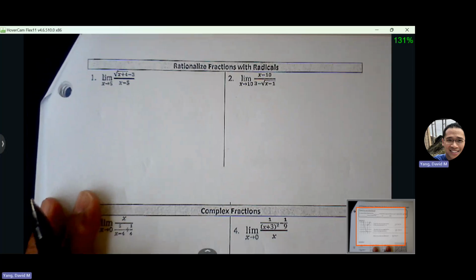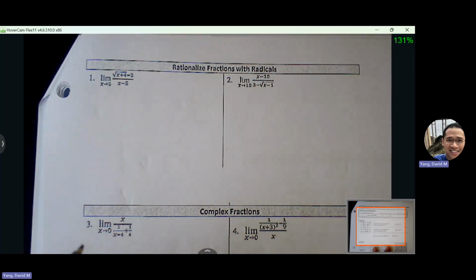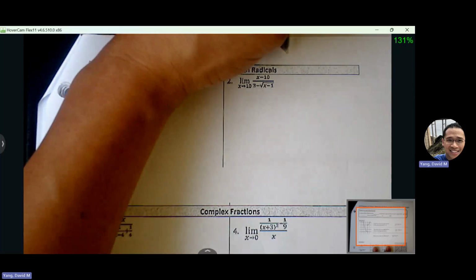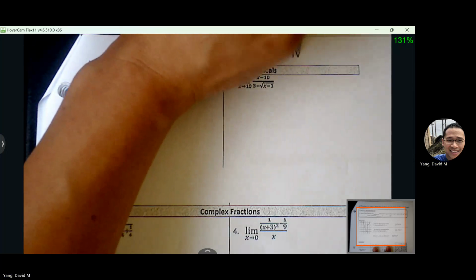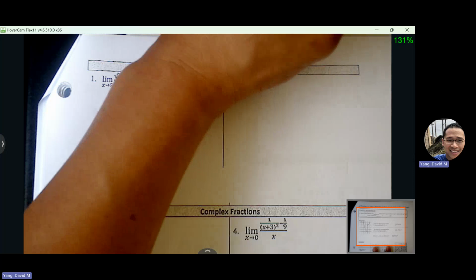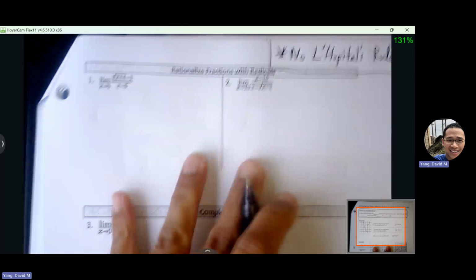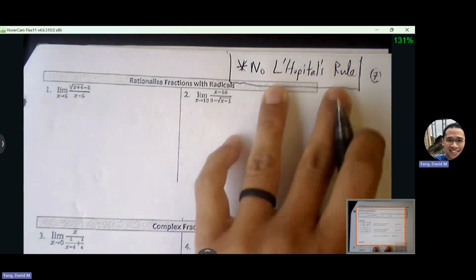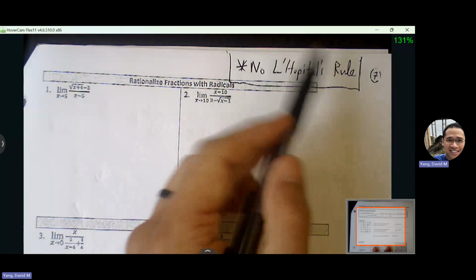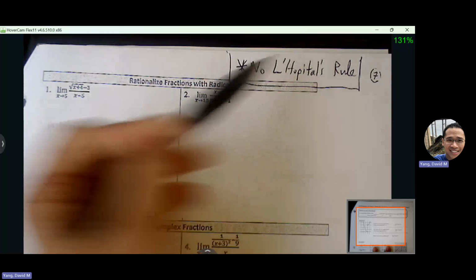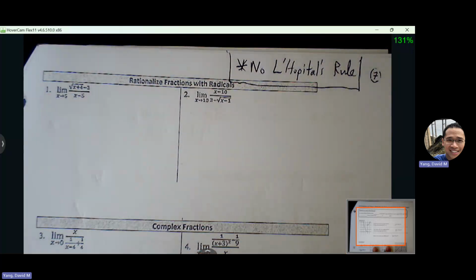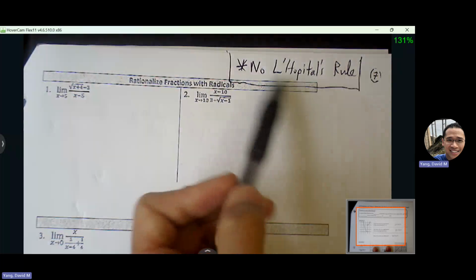All right, number 1. This is rationalized fractions with radicals. If you're coming from AB, just want to make a note here, no L'Hopital's rule here. Technically, this is the shortcut that we're going to learn a little bit later on when we talk about derivatives, but we haven't gotten to derivatives yet. So even though technically we can do L'Hopital's rule with this, we're not going to include that in this unit.